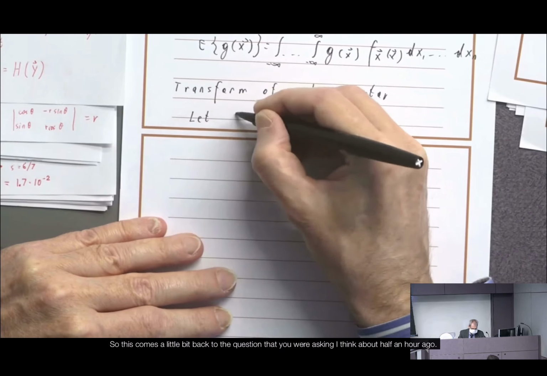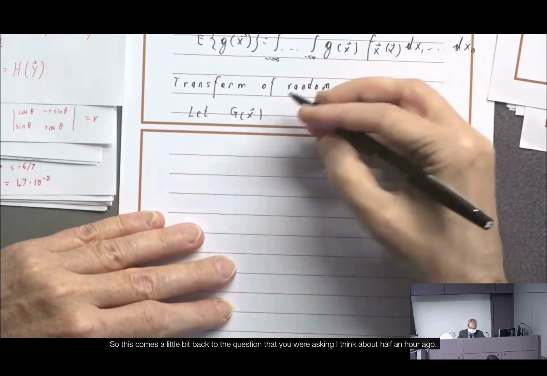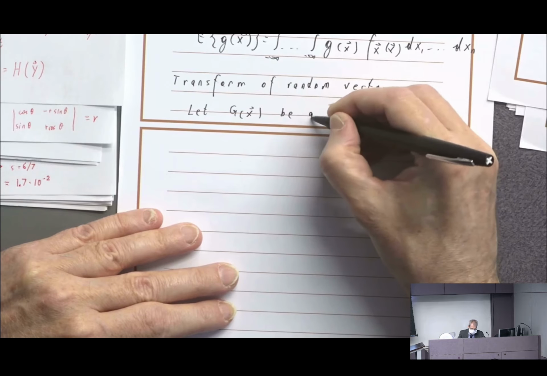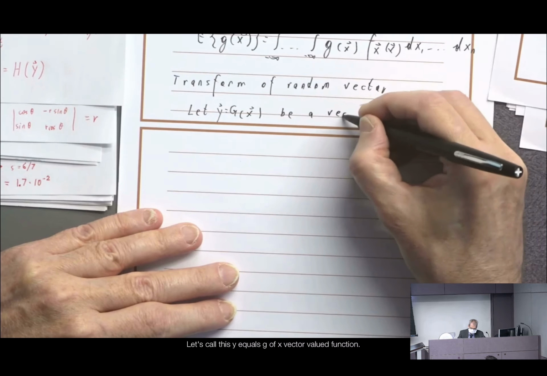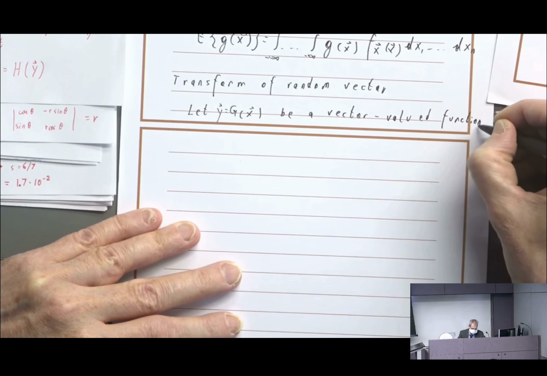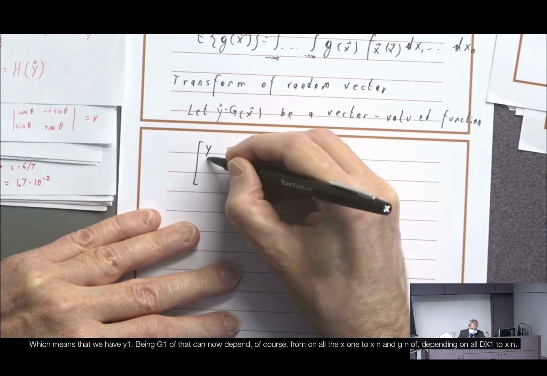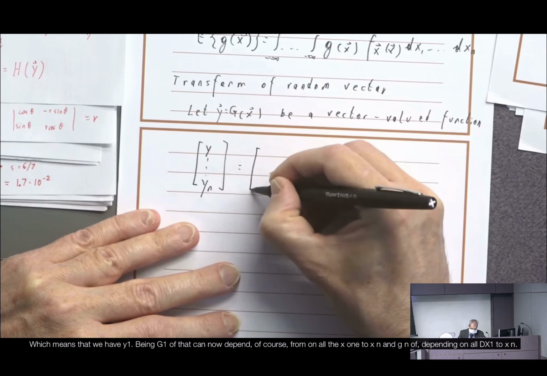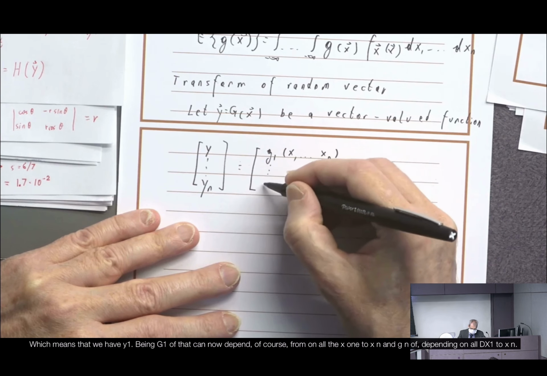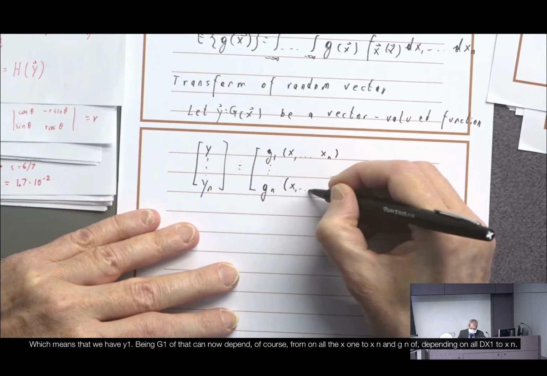So this comes a little bit back to the question that you were asking, I think, about half an hour ago. What happens if we have g of x being, let's call this y equals g of x, a vector-valued function, which means that we have y1 being g1 of, that can now depend, of course, on all the x1 to xn, and gn depending on all the x1 to xn.